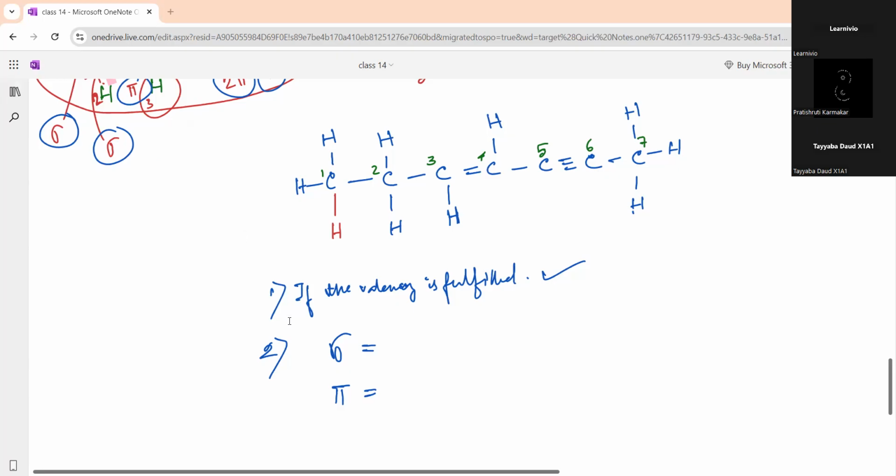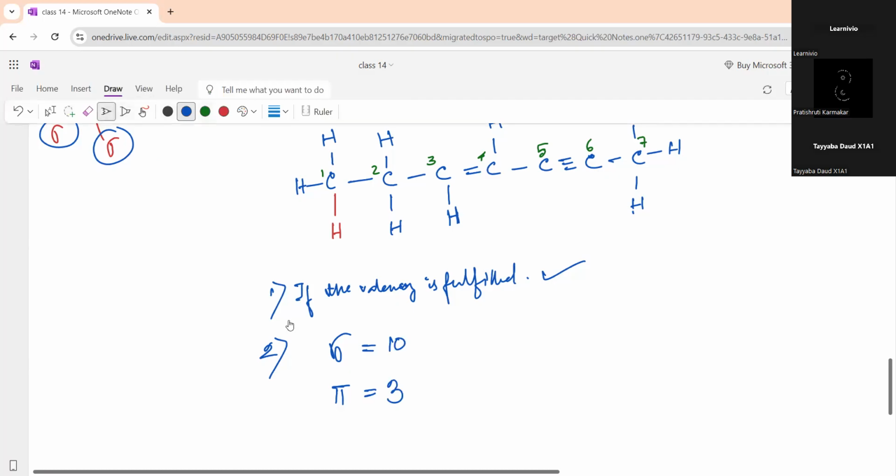Yes, ma'am, the sigma bonds I got is 10 and pi bonds I got is 3. Okay, let's count. So we have sigma bonds. Let's count first: 1, 2, 3, 4, 5, 6, 7. There are more than 10 sigma bonds I can see.